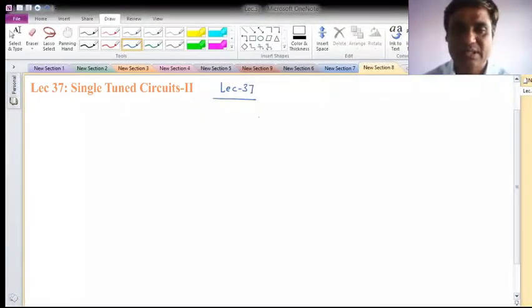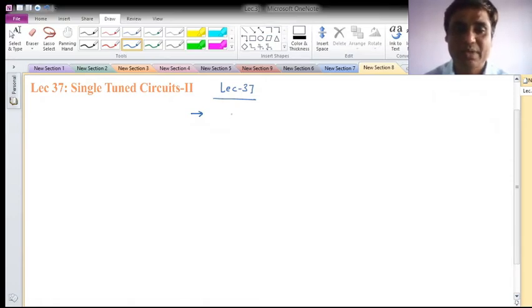Welcome to lecture 37. In the last class we started with the single tuned circuit, and there we saw that in order to design it you have to choose the values of R, L and C in such a way that you get a complex conjugate pair of poles. Because to get resonance I need the condition that the roots, or the pole locations, must be complex conjugate.